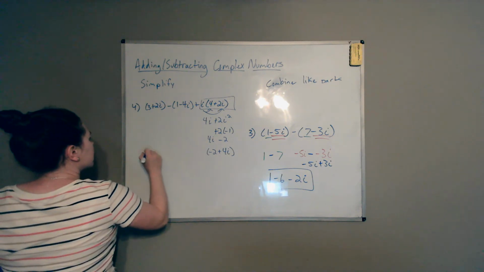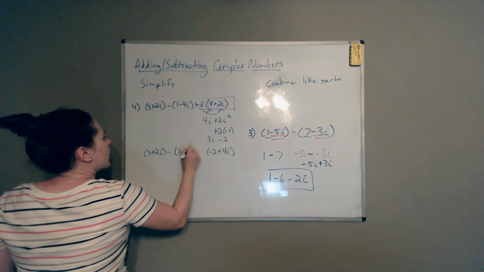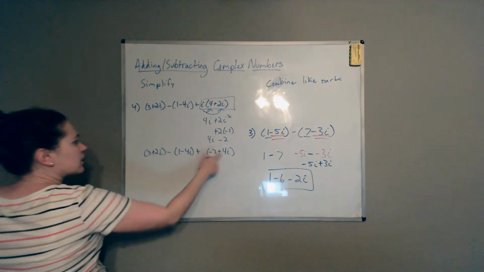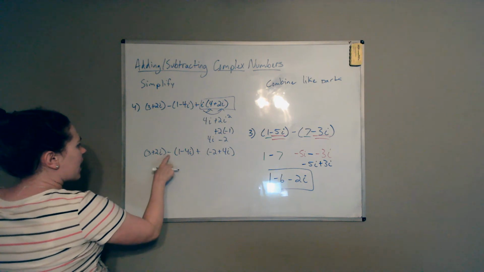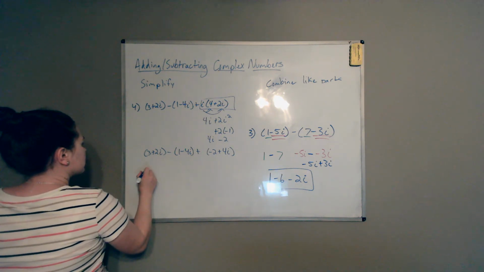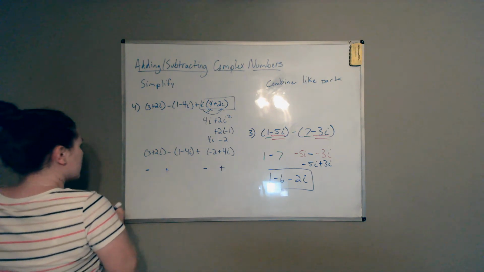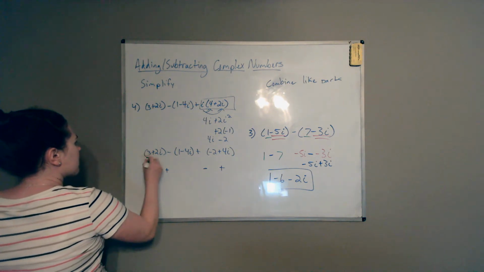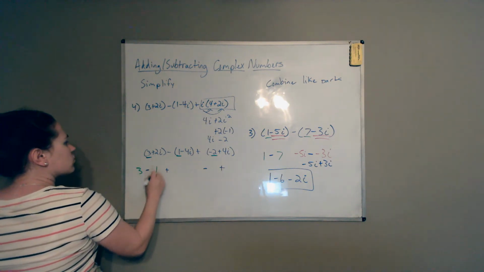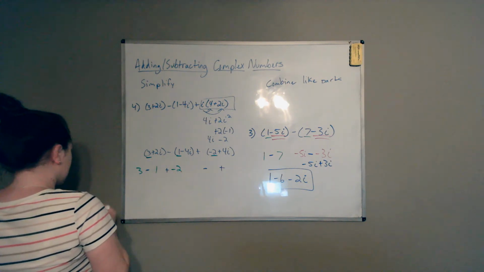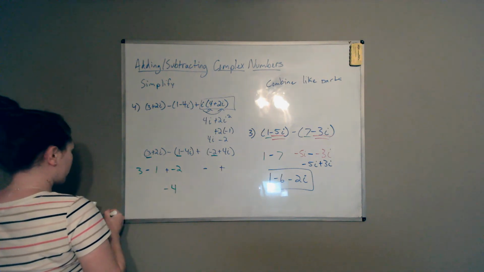Now, rewrite your problem. 3 plus 2i minus 1 minus 4i plus negative 2 plus 4i. And so what we're going to do is we're going to subtract and then add. So we're going to do 3 minus 1 plus negative 2. That's going to give us 2 plus negative 2. That's giving us 0.